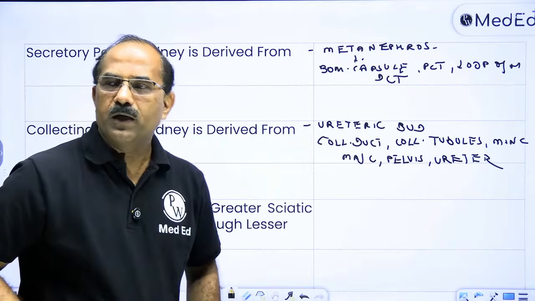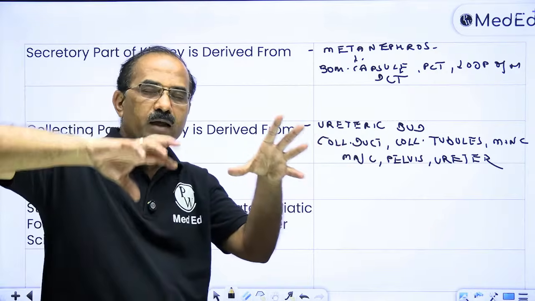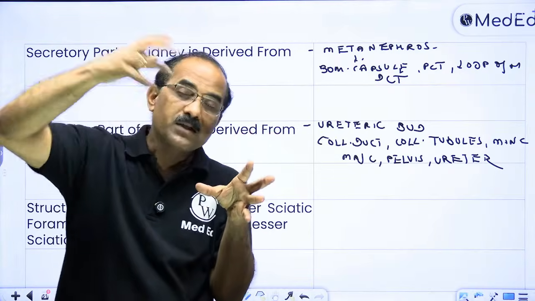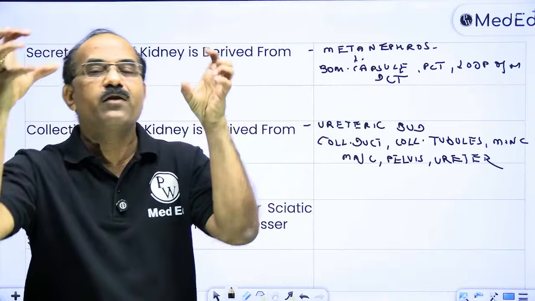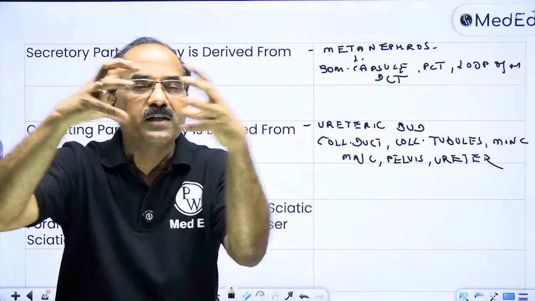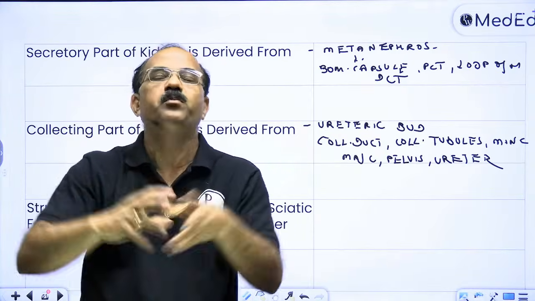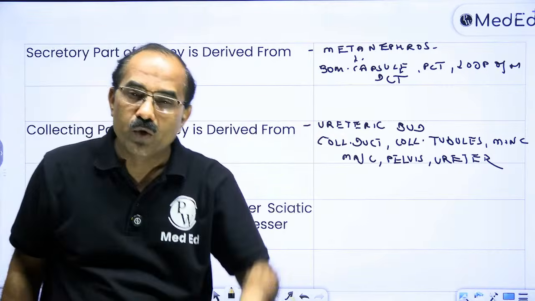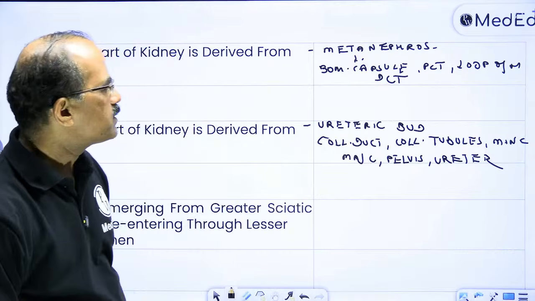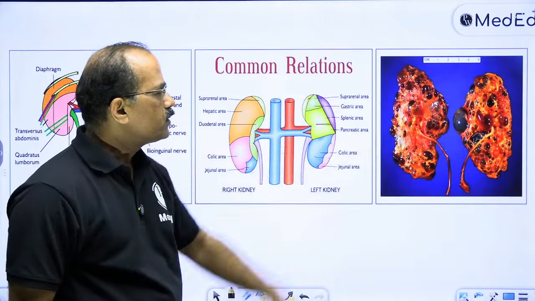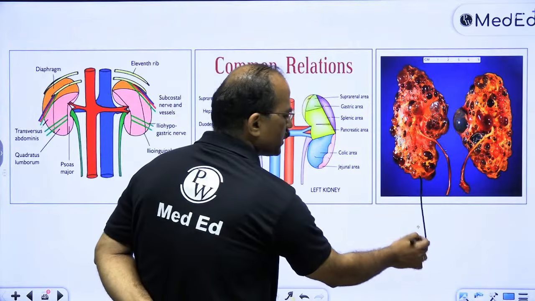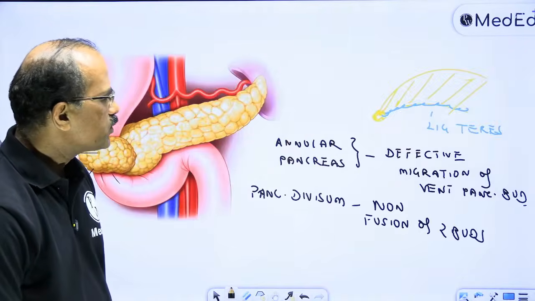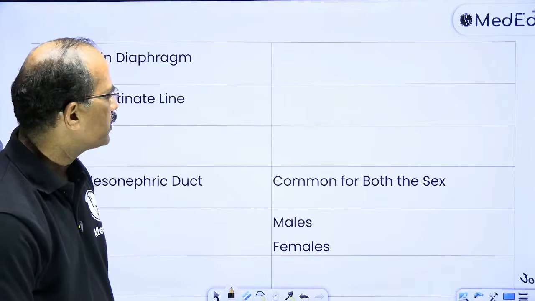Understanding? मतलब collecting part separately form होता है, secretory part separately form होता है. Secretory part is derived from what? Metanephros. Collecting part is derived from ureteric bud. Both these parts have to communicate with each other. If the collecting and the secretory part do not communicate, we get small cysts in the kidney. ये देख रहे हो? So this is a congenital polycystic kidney. Failure of communication of collecting and the secretory part.